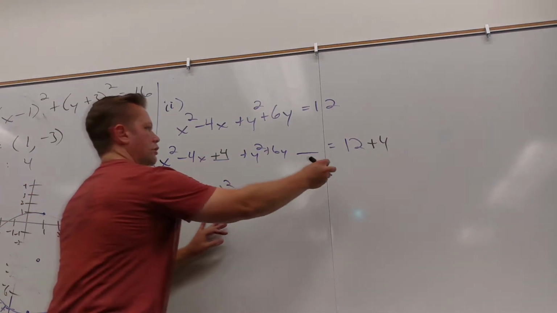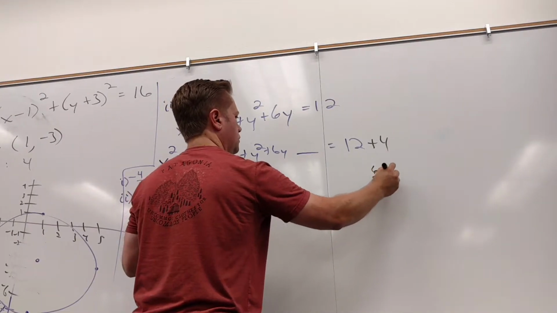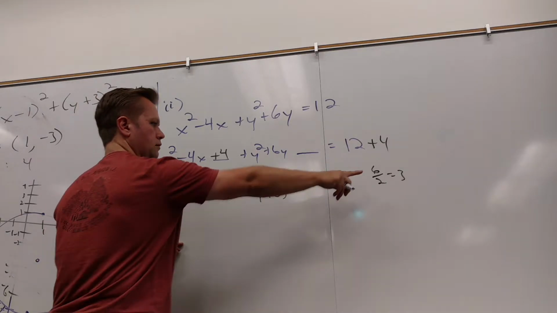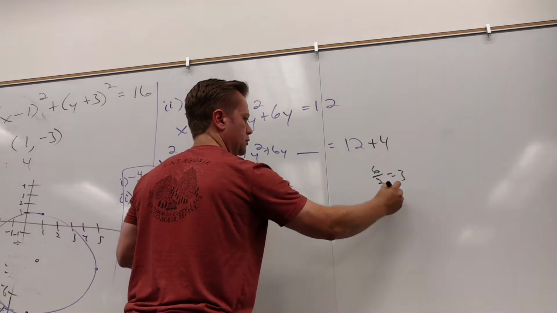6 divided by 2 is 3. So I know this is going to be y plus 3 squared. And then the second step is square that.